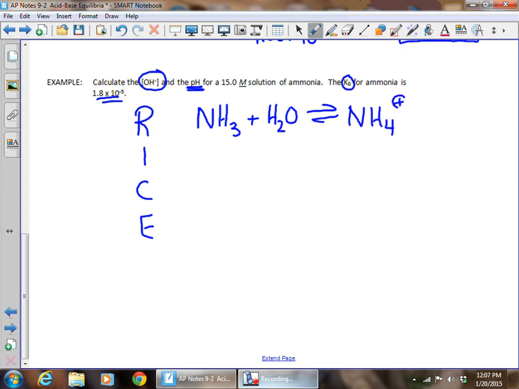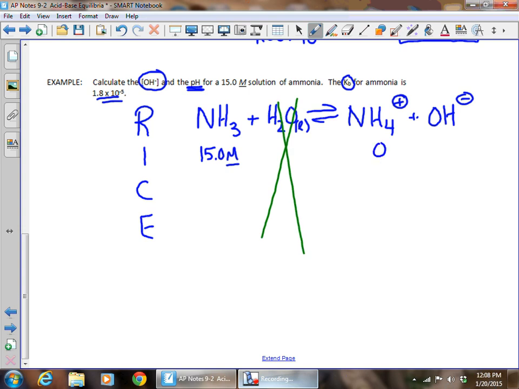And the classic, we've done this many times in the past. This is the reaction for ammonia in water. Our initial concentration is going to be 15.0 molar for our NH3. Water is a liquid. Be careful. We do not care about what happens to water, so that's always going to get X'd out. 0 for both of these to begin with.